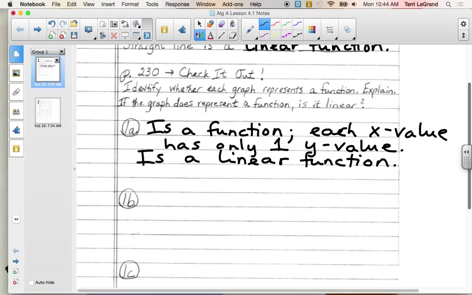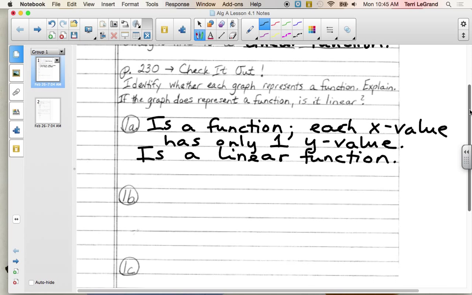Is a linear function. Forms a straight line. They didn't say we had to explain that one, did they? So we get to do it like this.